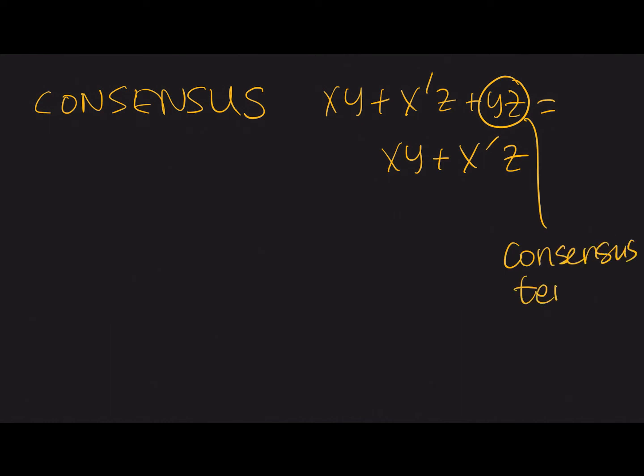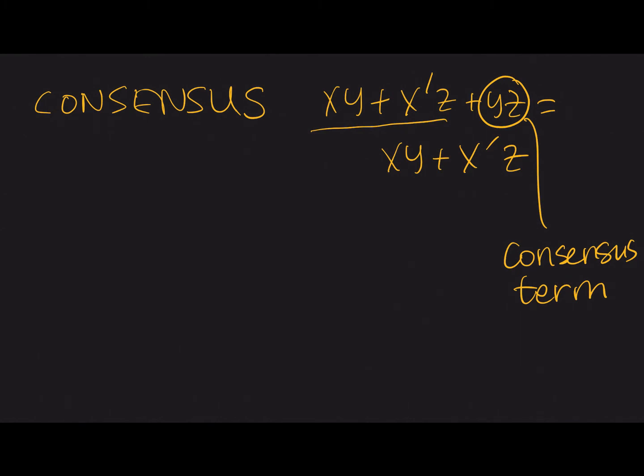In fact, the consensus term is not giving us anything new. It's not providing any unique information that we can't get from these two terms, which is why we can remove it from our Boolean algebra expression. The first thing to know about consensus is that there must be at least three terms in an expression for consensus to even be a possibility. And there must be a prime somewhere. Without those criteria satisfied, you can forget about consensus.